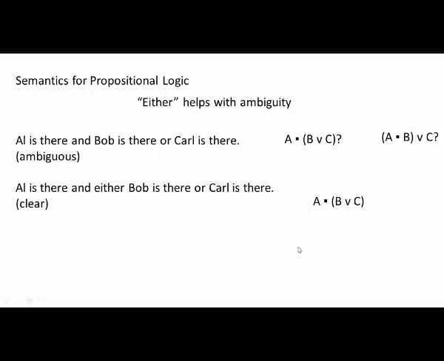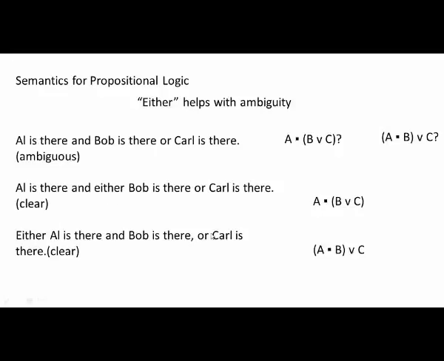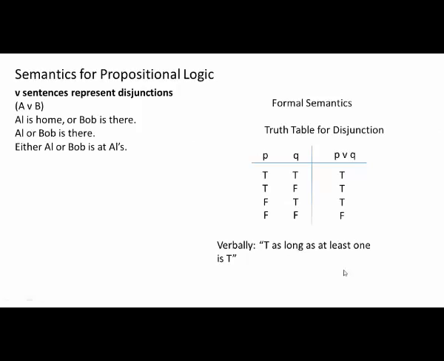Or we could put the either at the beginning of the sentence, and that would make it clear that it was the other thing. Either Al is there and Bob is there, or Carl is there. Again, the either sort of forms a left parenthesis, which ends right before the or, and we have A dot B in parentheses, wedge C. So in summary, we define the wedge to mean the inclusive or. It can represent statements using or, synonymous statements, in fact both. And our truth table for the wedge says essentially that it's true as long as at least one of the inputs is true.